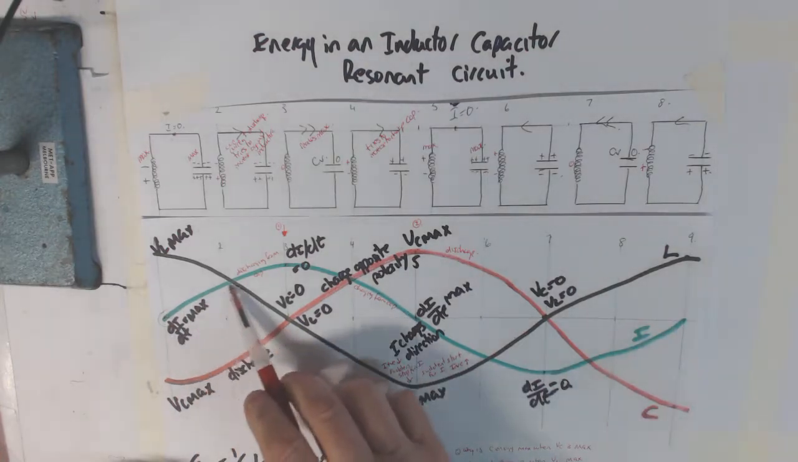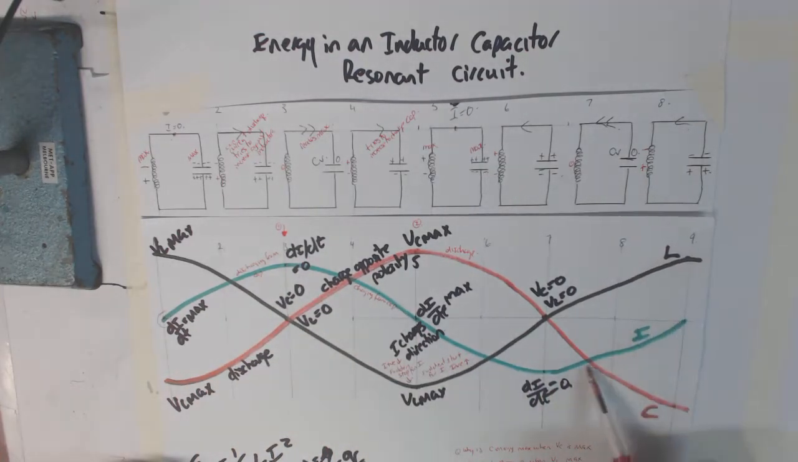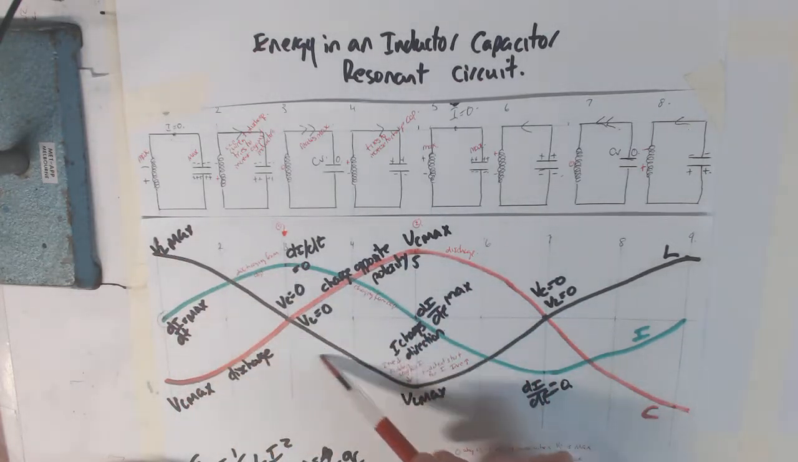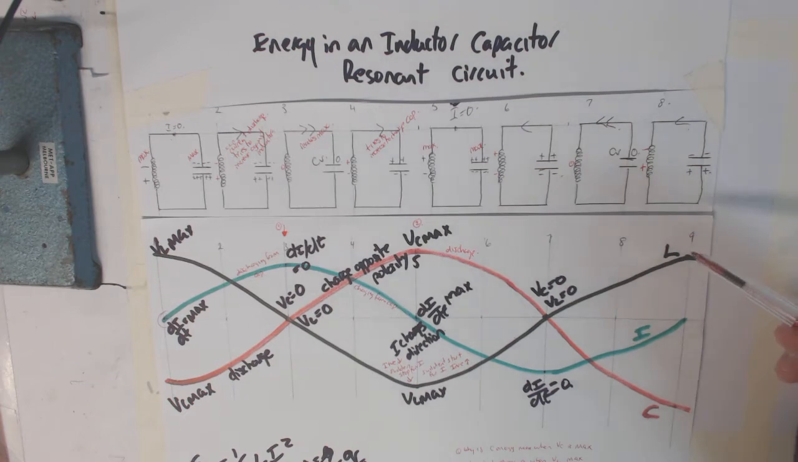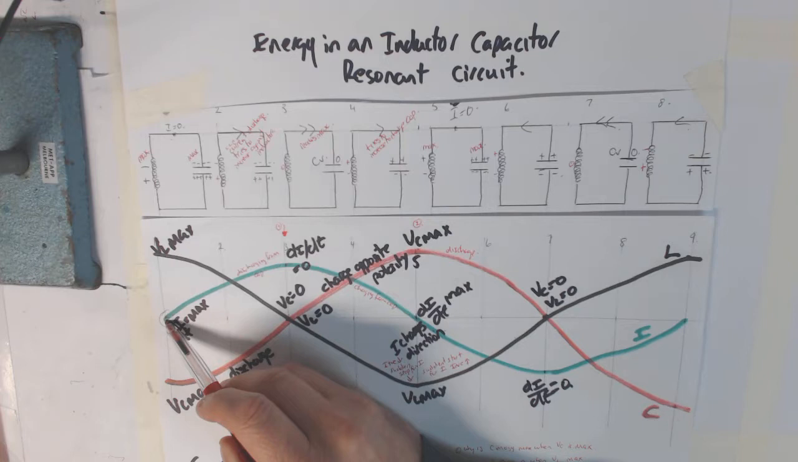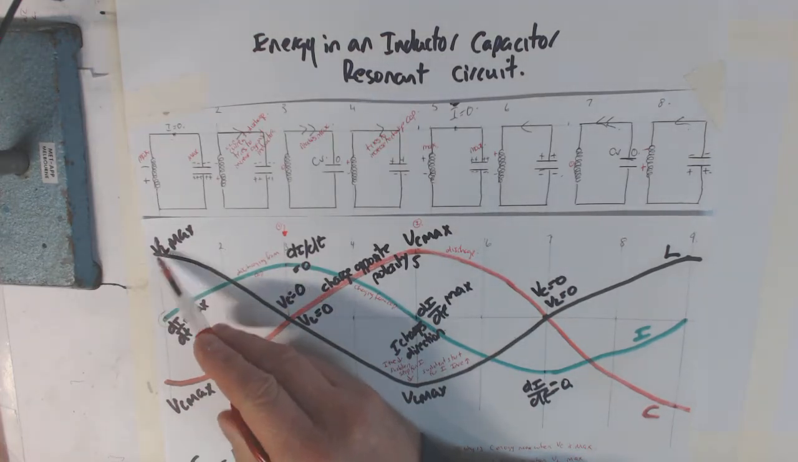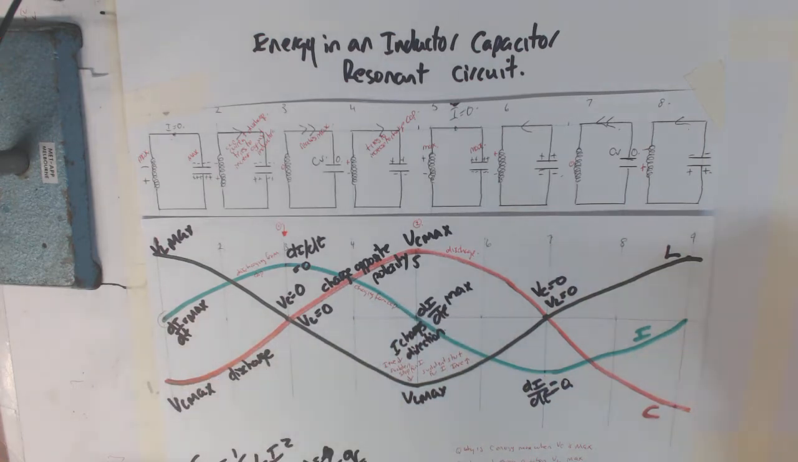So what I've got here, the green is the current, sorry, the red is the capacitor. The black is the inductor voltage. So let's have a look and see what's happening at various stages. When the current is 0, that's when we've got our maximum voltage on our inductor and our maximum voltage on our capacitor. That's when the current is 0. So the phase difference between those two is 90 degrees, as you remember from your phasor diagram.